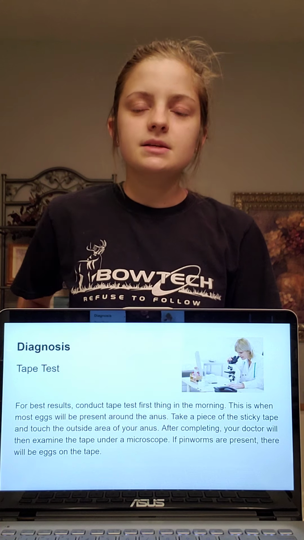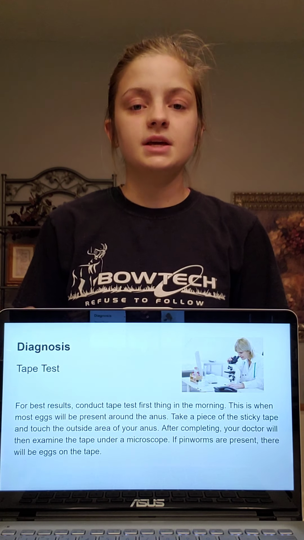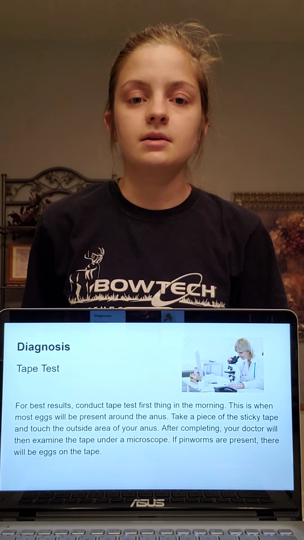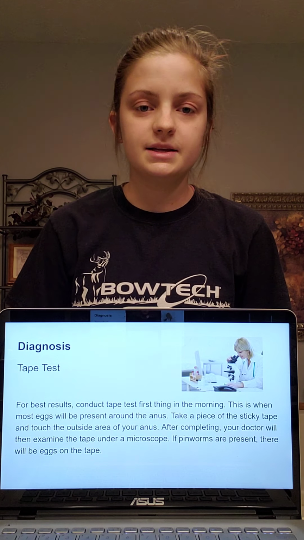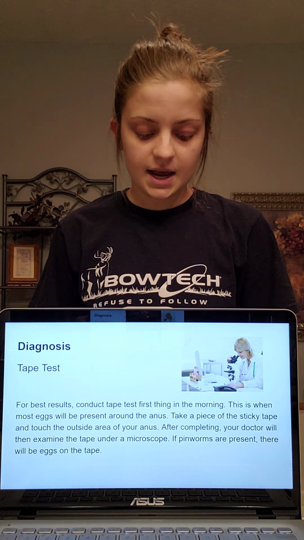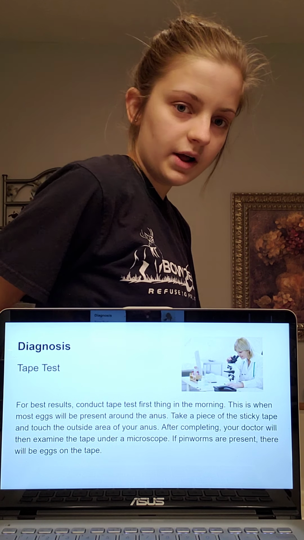So how we diagnose this is with a tape test. All the tape test is, is a very sticky piece of tape that the doctor will give you, and usually you take it home. What you do, first thing in the morning when you wake up, is when most eggs are going to be on your anus, because through the day they fall off. You take showers, so there's not going to be as many. You take the tape and stick it on the outside of your anus, in all areas.